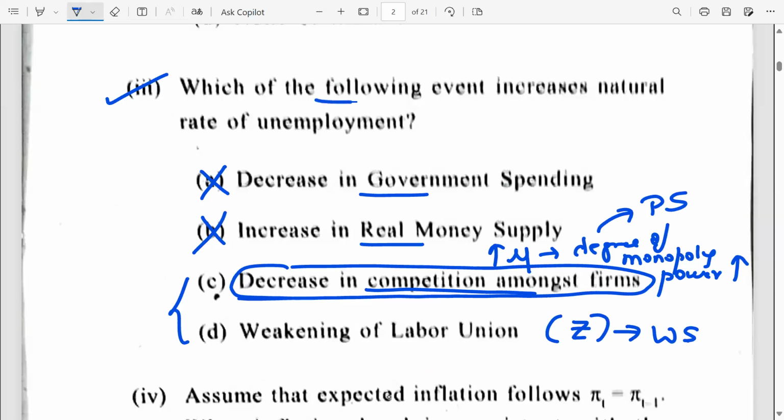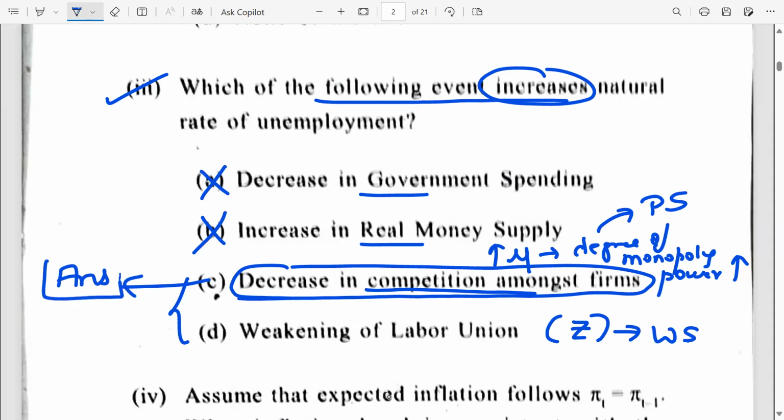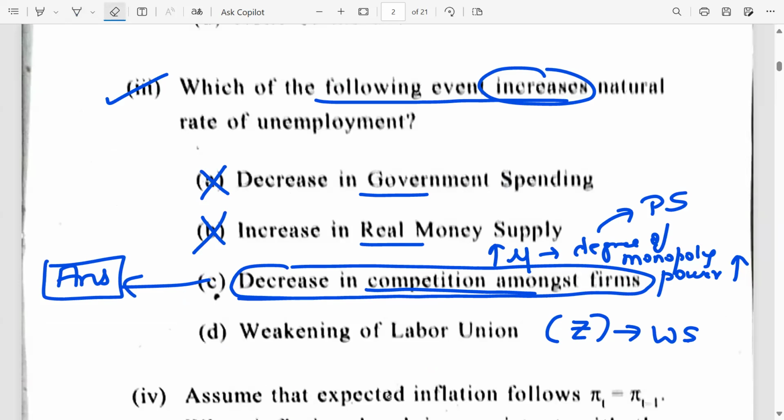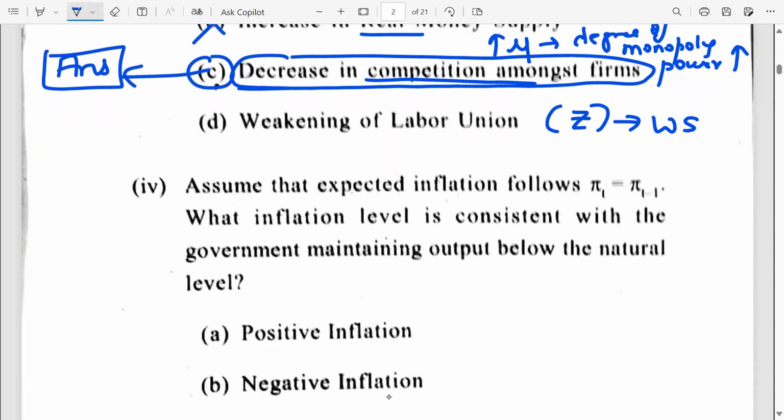So which of the following events increases the natural rate of unemployment? My answer is option C. It is going to be a decrease in competition among the firms, which is going to increase the natural rate of unemployment. Since I've got the answer, I don't need to observe option D. So my answer is option C. Okay, so hoping all students have understood this.